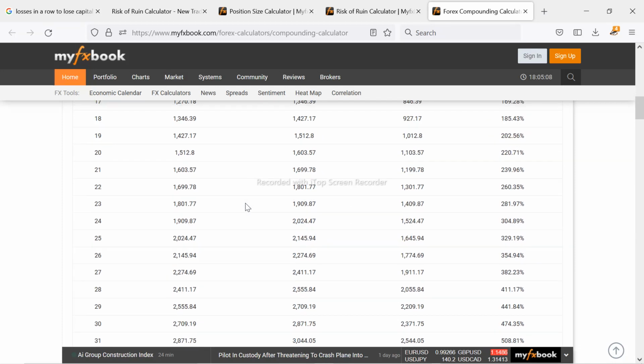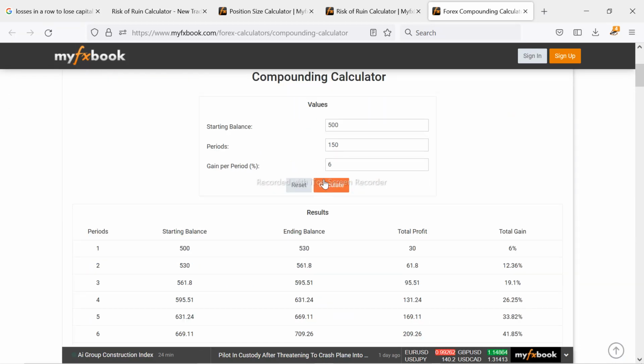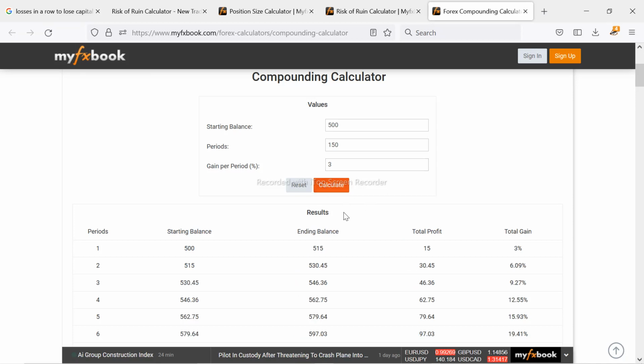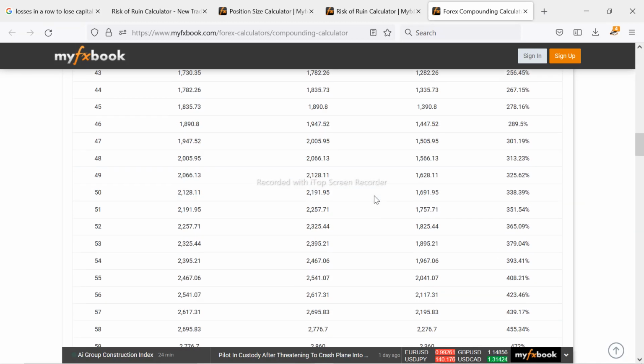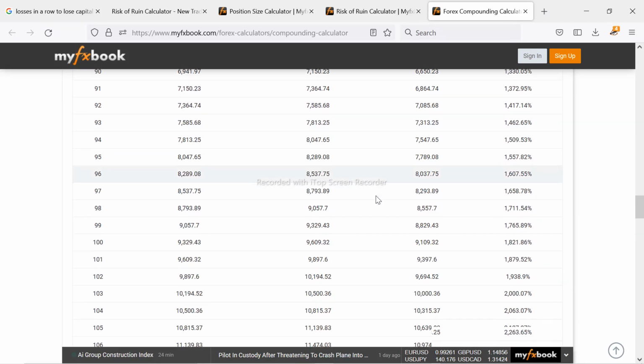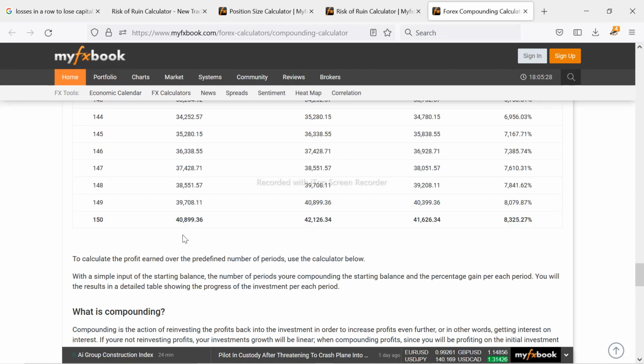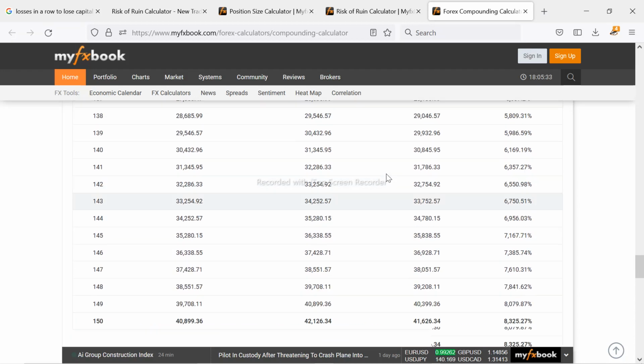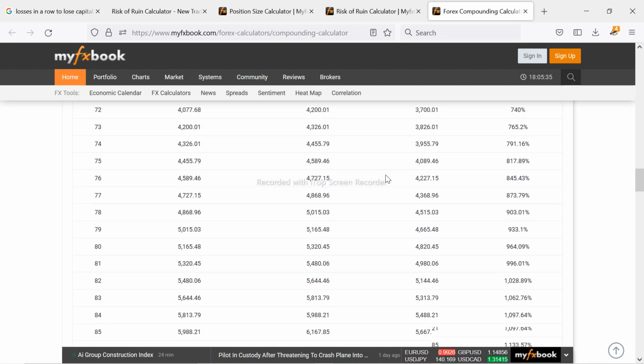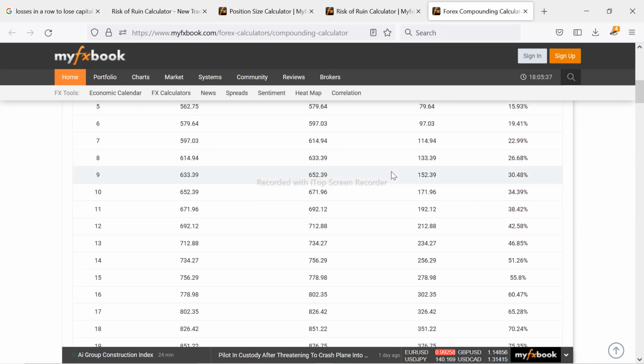So let's do something more realistic. 150 trades, and you're risking 1.5%, so you're gaining 3% per trade. This is more realistic. And at the end of the 150 trades, you're gonna have around $40,000. That's compounding your capital, interest compounding your capital.